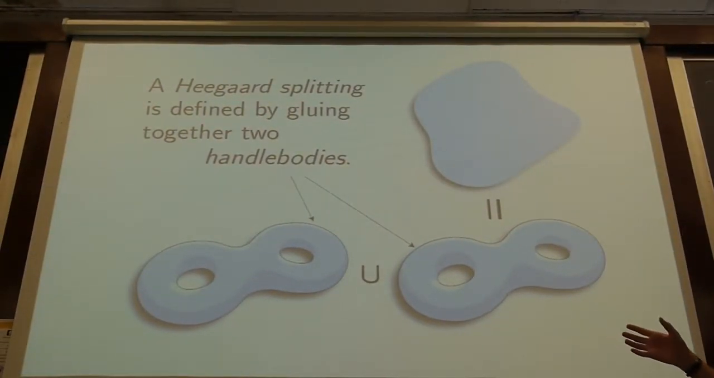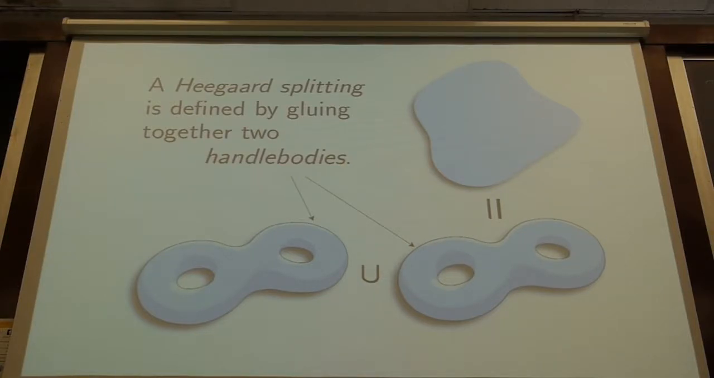We have two of them here, and we're going to glue them together along the boundaries, and we'll get some closed three-manifold, which is schematically shown on top. And you can also do the opposite. You can start with a three-manifold and look for surfaces where if you cut the three-manifold along that surface, you get the handlebodies. So those are the Heegaard splittings of that three-manifold.